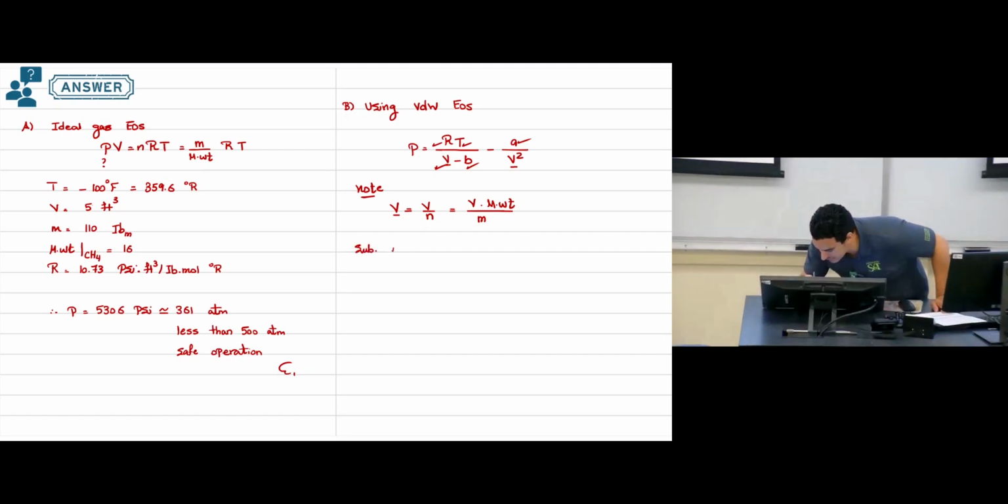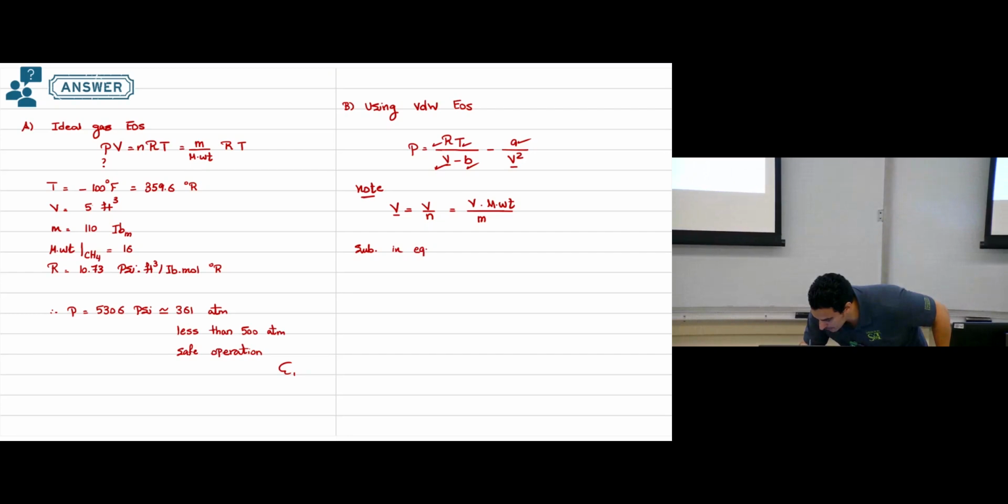If you did this, you will find the value of pressure as 75,222 psi, which is more than 500 atmosphere. So we do not have a safe operation.